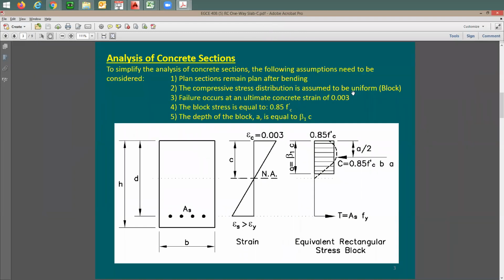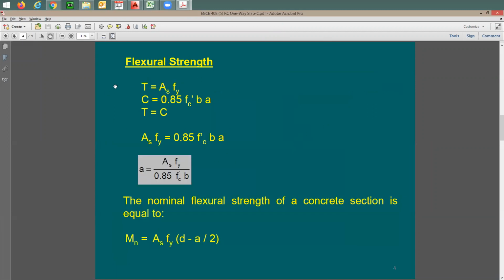Everything that you have learned in the rectangular section is going to be exactly the same. So this slide is just copied from previous slides. How about this one, the flexure strength? You can see exactly the same. You have the tension, you have the compression, right? And then you set them equal to each other, and based on this, you solve for a.